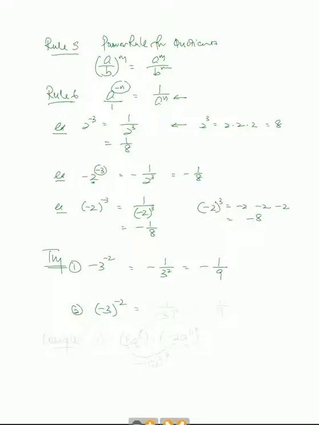But in the second scenario, the entire negative 3 is flipped underneath, so it looks like this. And it's raised to the exponent of positive 2. And so the answer becomes negative 3 times negative 3, which makes it positive 9. So you notice that these two answers are not the same.